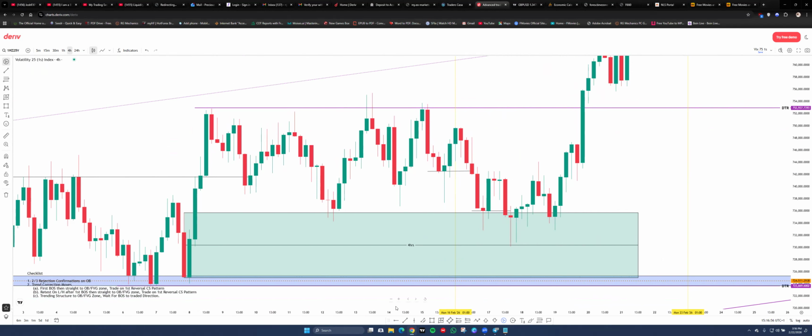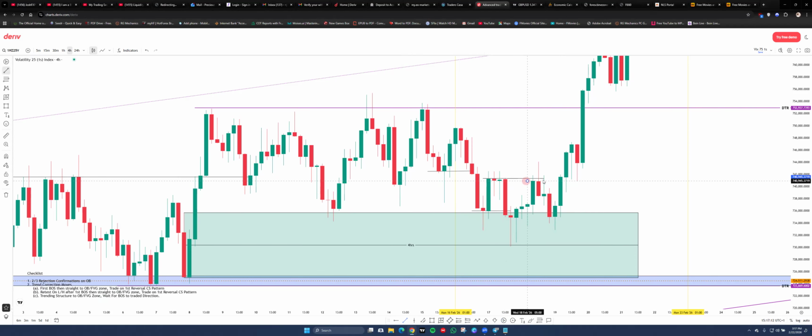At this point, the high was here, which we didn't see a break of structure on. This was the high. There was no break of structure on this high. Market didn't break it, if you notice. Now we had another high here.